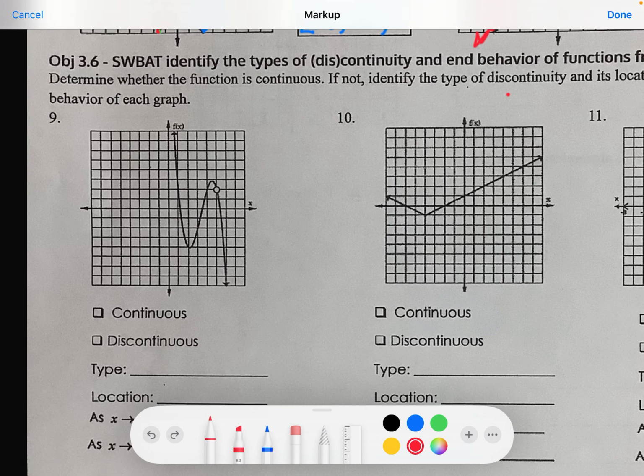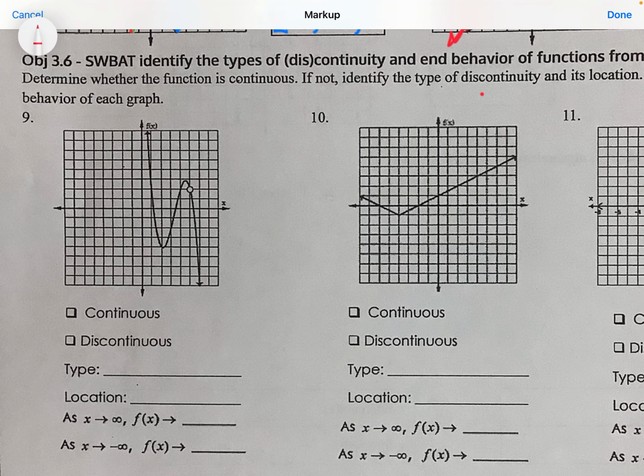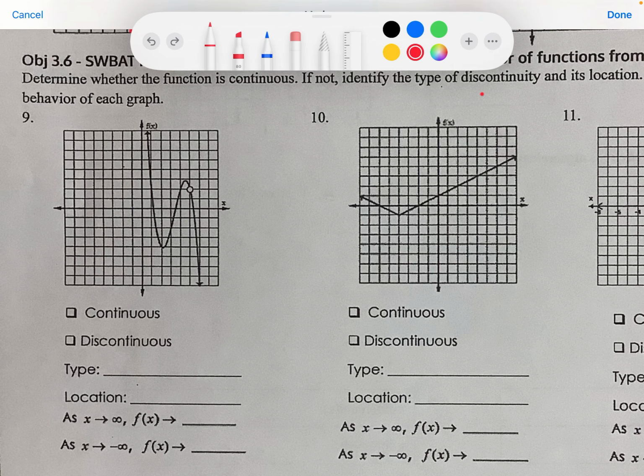Identify the types of discontinuity. I'm going to go through these real quick. There are 3 types of discontinuity: hole, jump, and infinite. So with this one, the answer is, this is discontinuous. What type? It's a hole. You can see that hole right there in the graph. Location, we only want the x value. We are only concerned with the x value, and that is at 1, 2, 3, 4, 5.